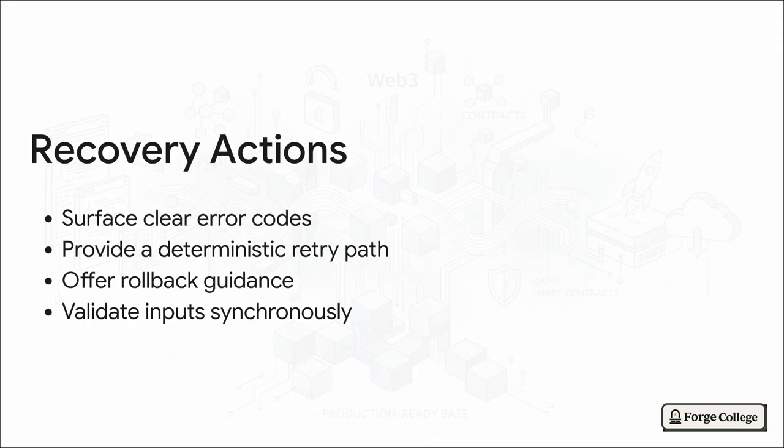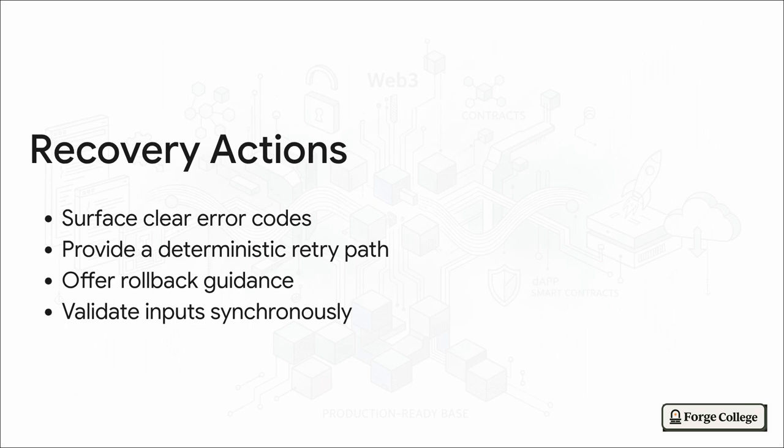To survive that Wild West, your scaffold needs some serious architectural safeguards. We call these edge case recovery actions. First, you must surface clear error codes so the UI actually knows what went wrong. Second, you have to provide a deterministic retry path. Basically, if it fails, give the user a clear button to safely try again.